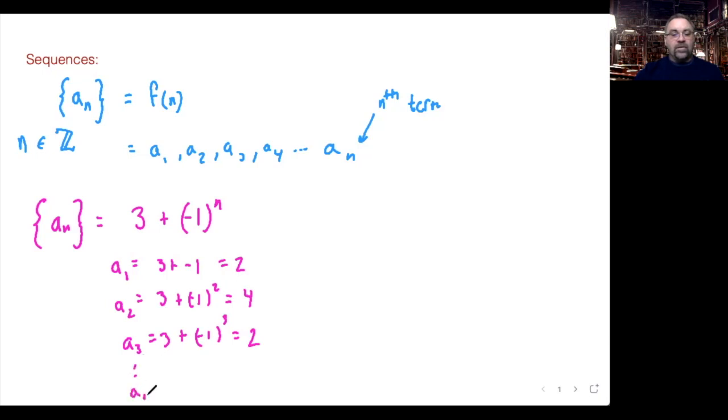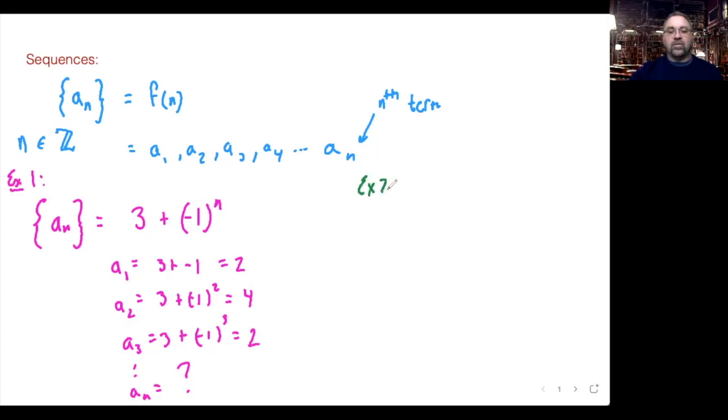Now, it gets hard to figure out what a sub n is, right? Is it going to be a 4 or a 2? I don't know. In a minute, we're going to define something called the limit of a sequence. Clearly, this one wouldn't have one because the terms aren't approaching a value. But that's just our first example, example one. Let's try another one.